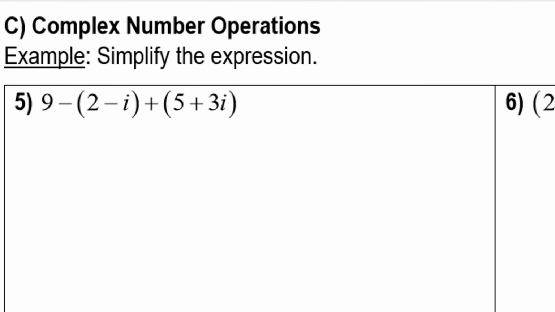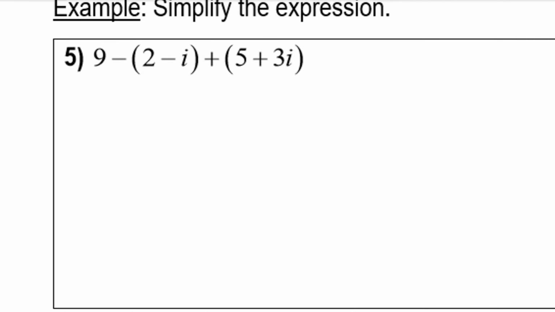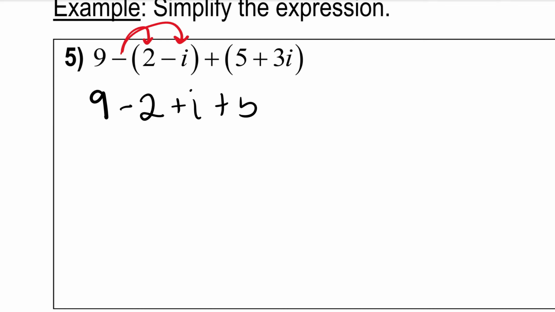Alright, the next part is complex number operations. So it says simplify. So on the first one, number 5, I have to combine like terms, but before I can do that, anytime you have a negative in front of parentheses, you have to distribute. So I take that negative times 2, negative times negative i. If I have a positive like this one, I don't have to change anything. I can just get rid of the parentheses. So let me rewrite this. I'll have 9. So I have negative times 2 is just negative 2. Negative times negative i is plus i. And then you just write the rest of it.